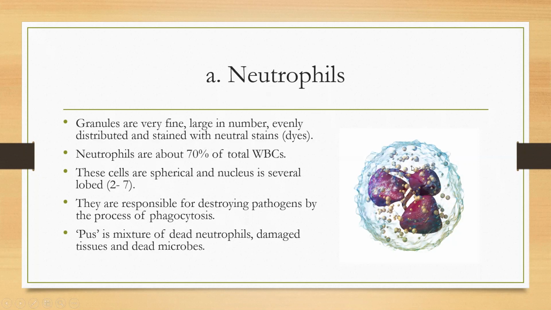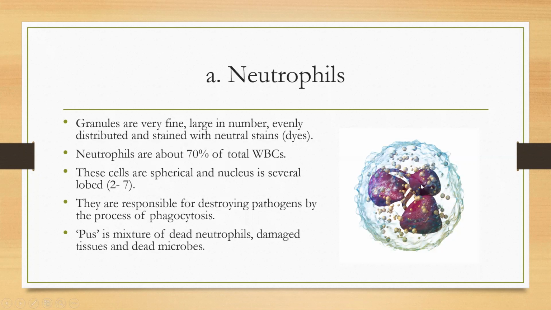The granules are very fine, but they are very large in number and evenly distributed. See, this is the nucleus and this is the cytoplasm. In the cytoplasm, you can see granules that are very small in size, but they are evenly distributed all over the cytoplasm. Now 70% of WBCs are neutrophils. They are spherical in shape.